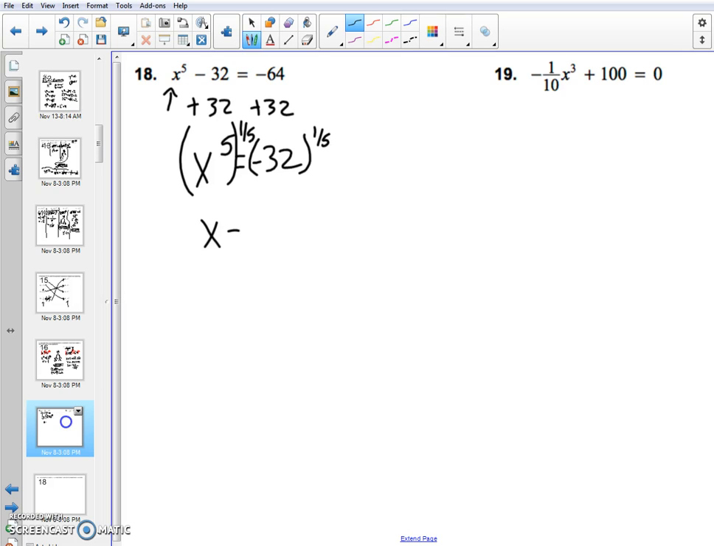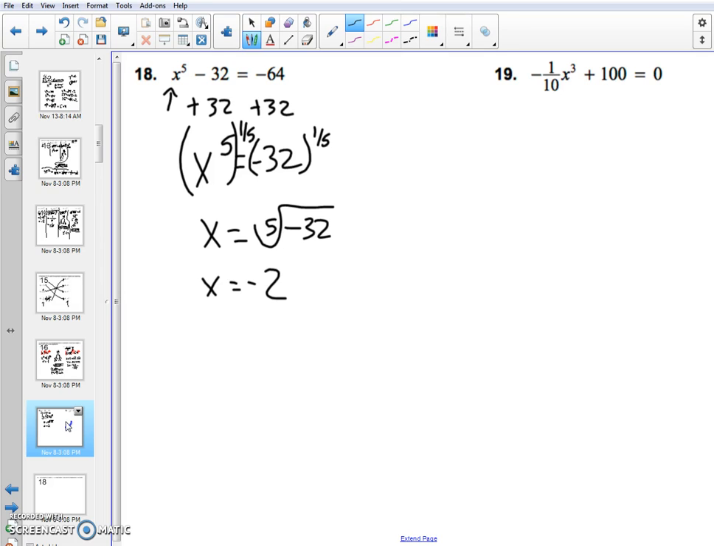So I would have just x equals, and this is the 5th root of negative 32. So I would think about what number do I have to multiply by itself 5 times to get 32. That would be 2. Since it's a negative 32, we want negative 2. So the odd powers are a little different in that if it's negative, the root has to be negative. If it's positive, the root has to be positive. But even powers, it could be either or.